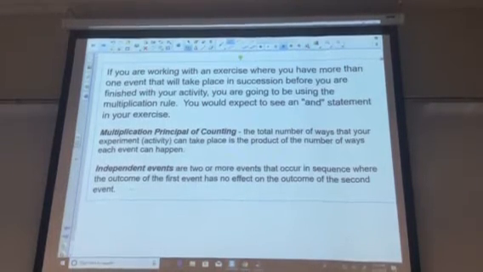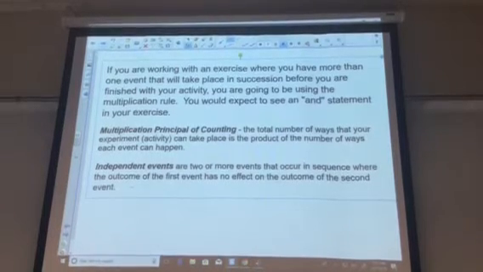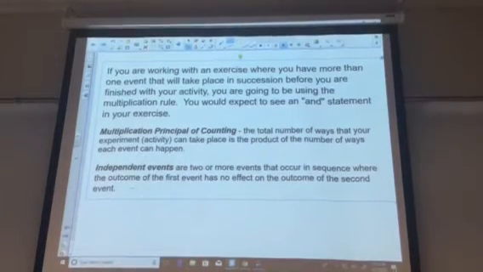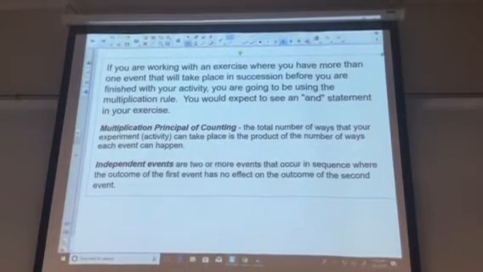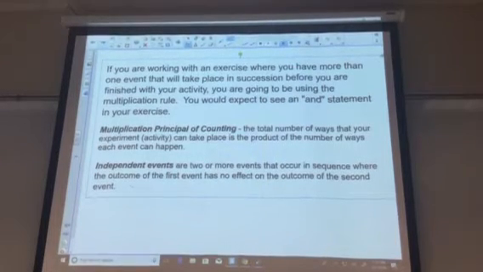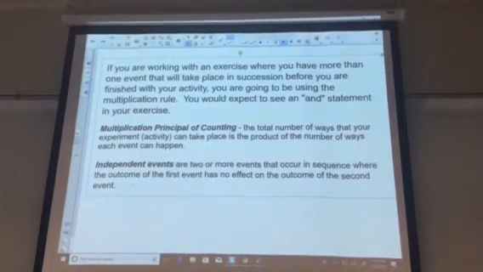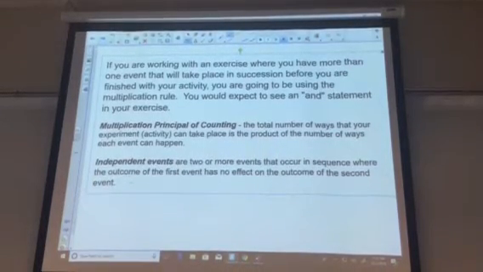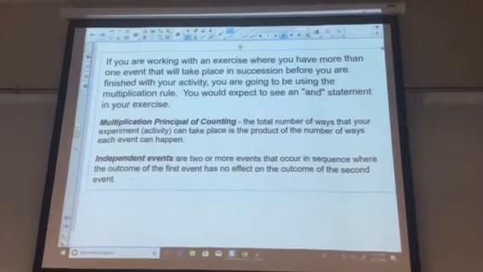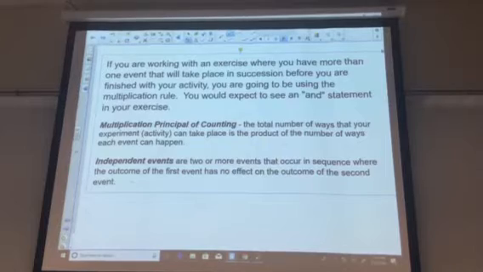Now, when we read it in words, we're going to see something that implies an and statement in an exercise. An and tells us this has got to happen, and then this has got to happen, and then this has got to happen, and then this has got to happen. So you've got multiple events that are part of your big picture activity. So now it would be like pick 4 cards out of a deck of cards. Now we have a little bit more challenge in the problem. You would expect to see an and statement.